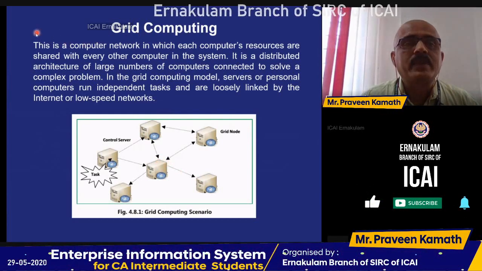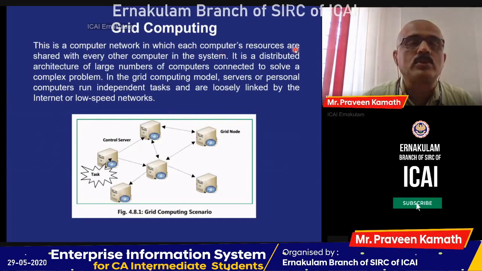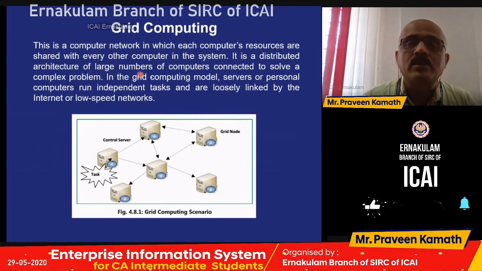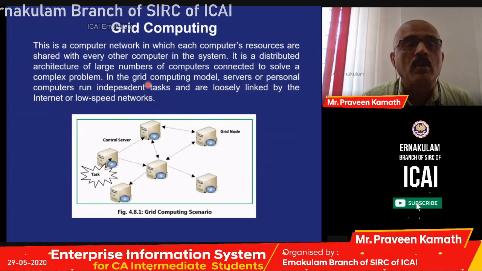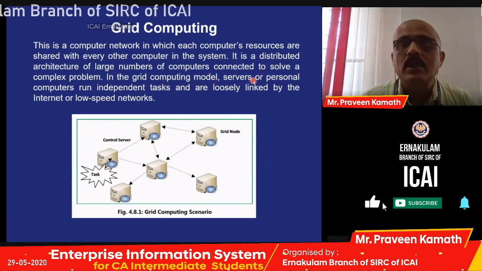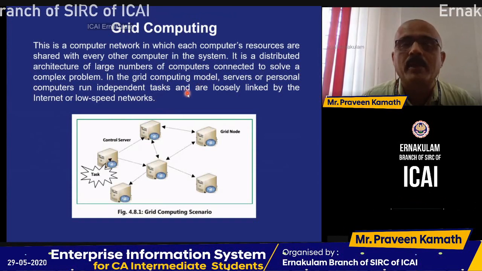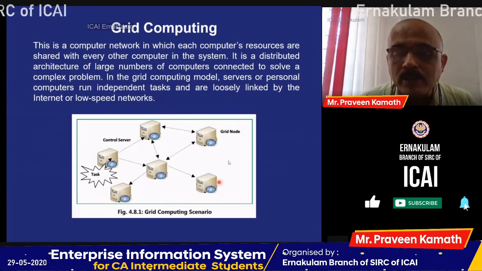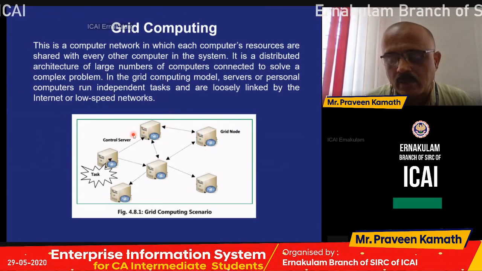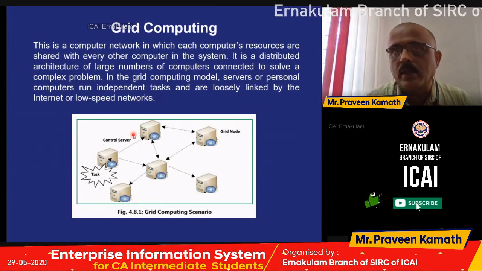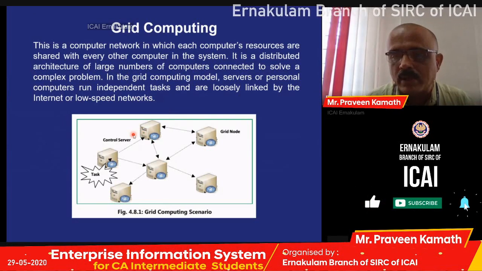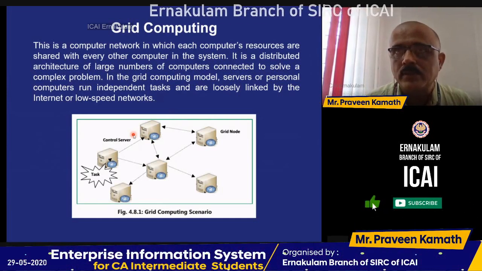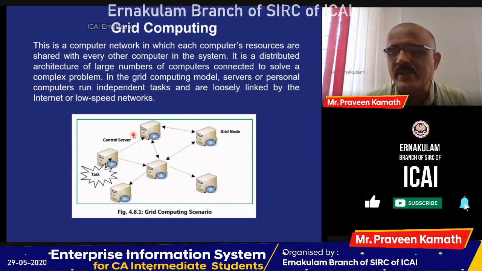As per definition, this is a computer network in which each computer's resources are shared with every other computer in the system. It is a distributed architecture of a large number of computers connected to solve a complex problem. In grid computing models, servers or personal computers can run independent tasks and are loosely linked by the internet or a low-speed network. The whole advantage of grid computing is that it is cost-effective. Using a network like the internet, you can connect all these machines with one another and then balance the workload between these machines, thereby getting a more efficient platform.